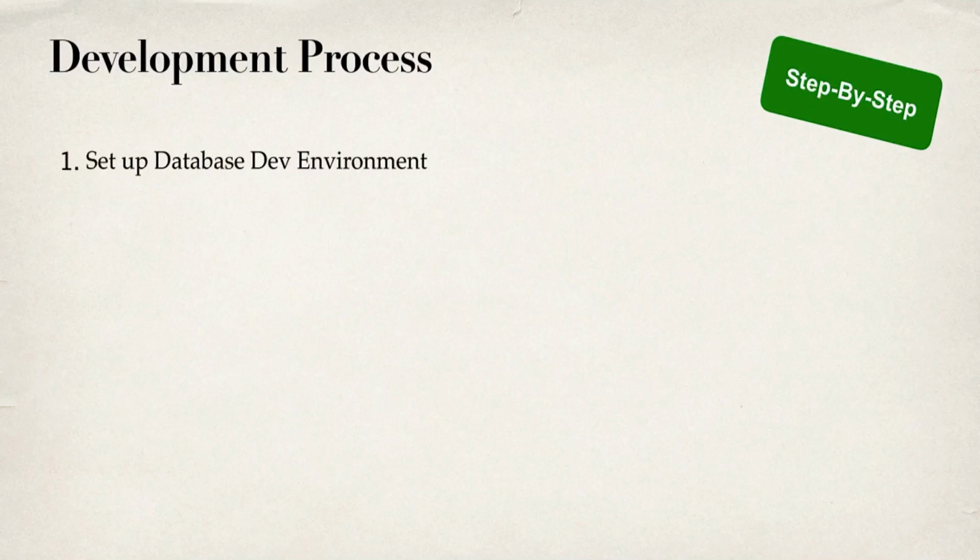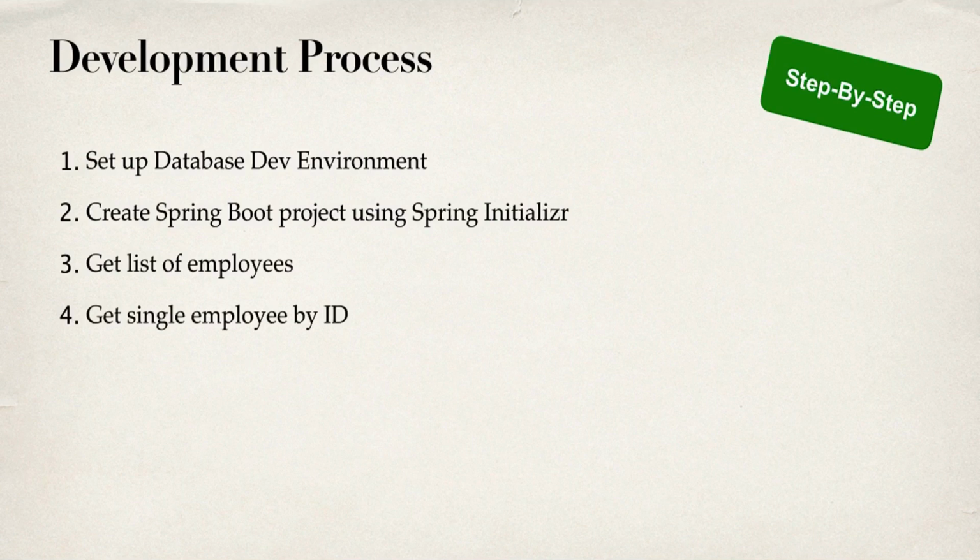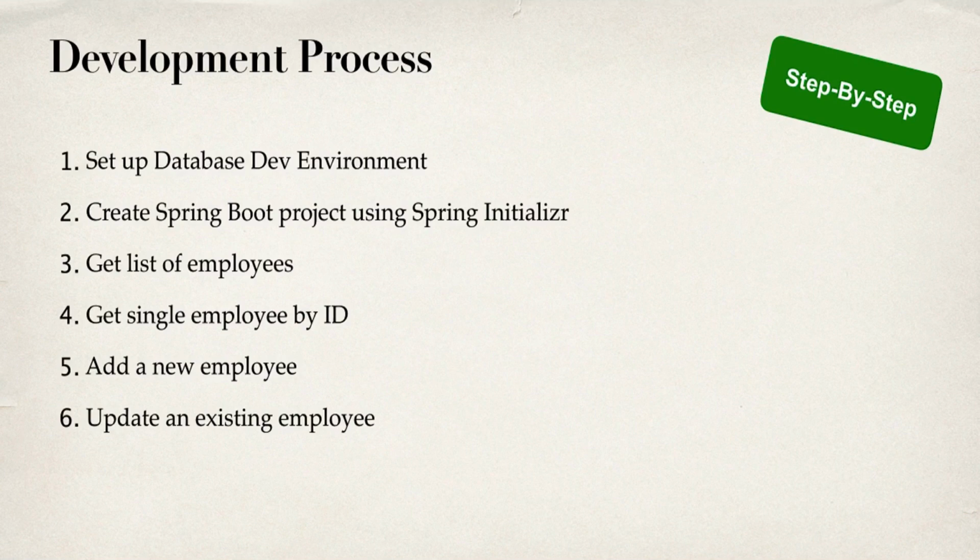Now let's look at the development process for this project. So the first thing we'll do is we'll set up our database dev environment. Then we'll create a Spring Boot project using the Spring Initializr. Next, we'll get a list of employees. Then we'll get a single employee by ID. We'll add a new employee. We'll perform an update and also delete an existing employee. And of course, we'll break this down step by step in the following videos.